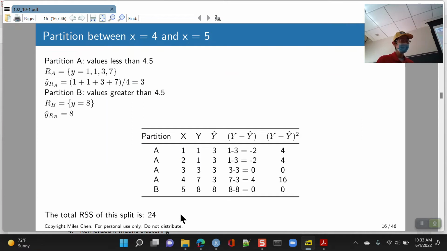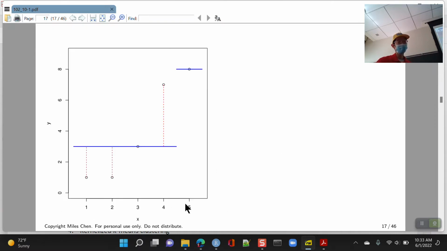And then lastly, we keep going and we consider all of our splits, and we say, all right, what if I split between 4 and 5? Okay, what is the predicted value for the values in partition A? 1, 1, 3, 7 adds up to 12. 12 over 4 is 3, so we're going to predict 3 for all of these things. What is the predicted value for this? Well, it's just going to be 8. So we have no residual here, and we square these residuals, and we get 4, 4, and 16 for a total RSS of 24. And this is the diagram that we get there.